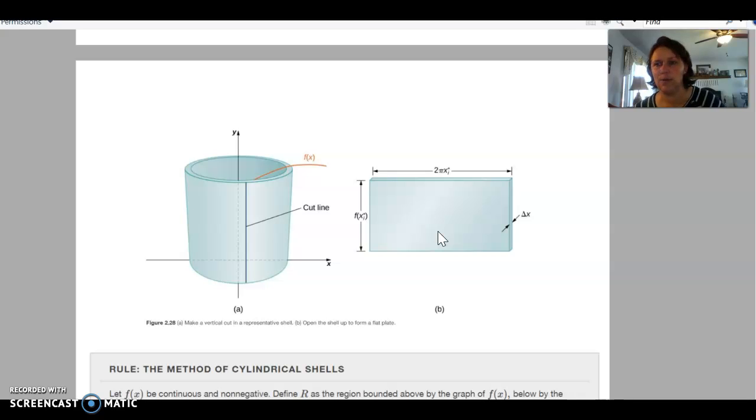And now we want to know what that area is. Then we'll take that equation of area and multiply it by the width, which is going to be dx, or our delta x. See that right there?